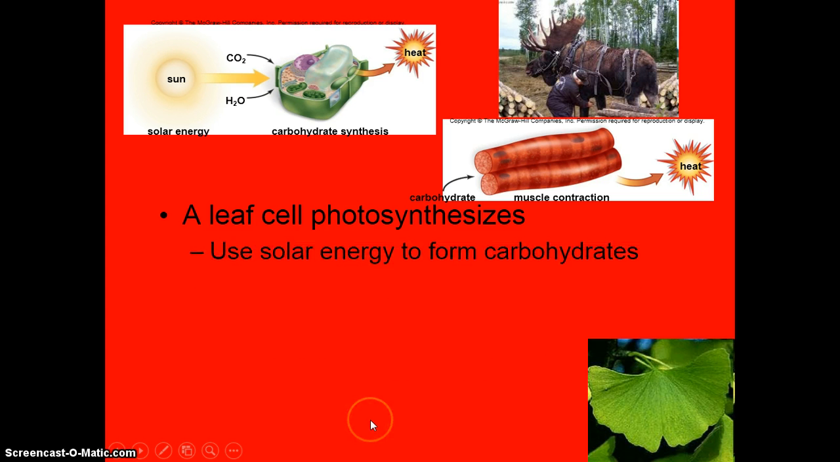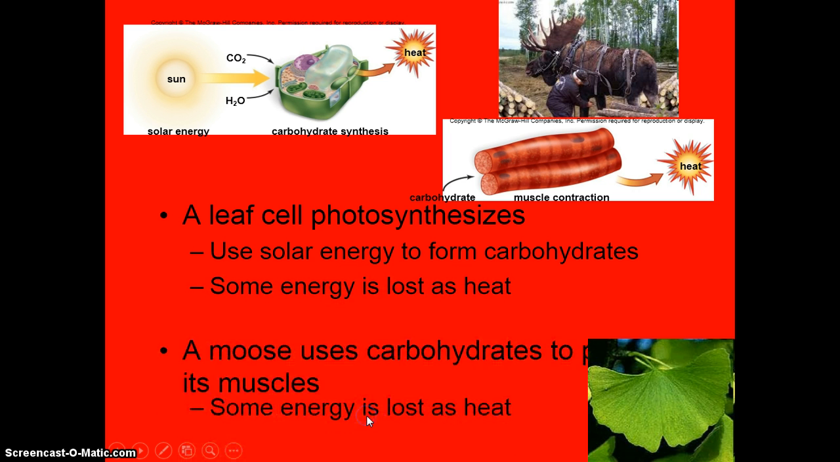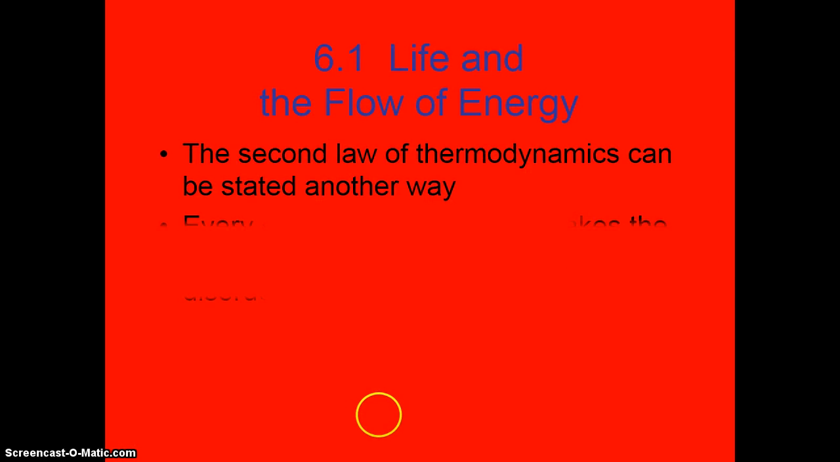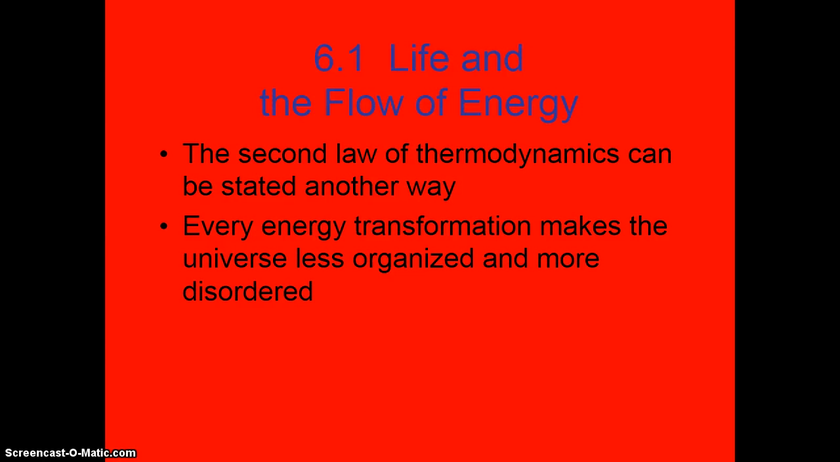A leaf cell photosynthesizes. This uses solar energy to form carbohydrates. Some energy at every level is lost as heat. The moose uses carbohydrates to power its muscles, and some of the energy is lost as heat as a byproduct of using the muscles. And that should just make sense. The second law of thermodynamics can be stated another way. Every energy transformation makes the universe less organized and more disordered.